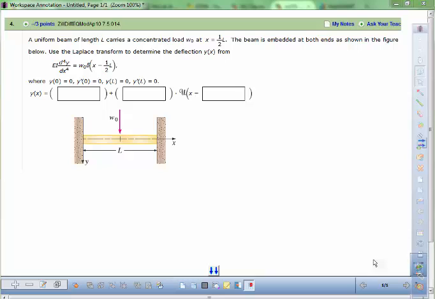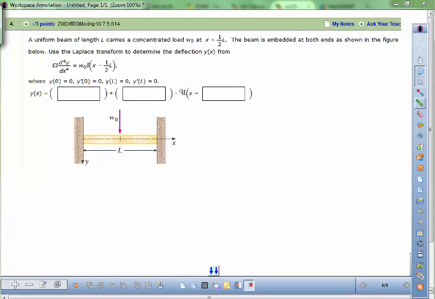Okay, so this problem is asking us to find a solution for this differential equation that was based on a beam. And a beam has supports on the ends, and how it's going to bow, I guess, is what we're interested in. And supports at the end make up your boundary value problems, or your boundary values.